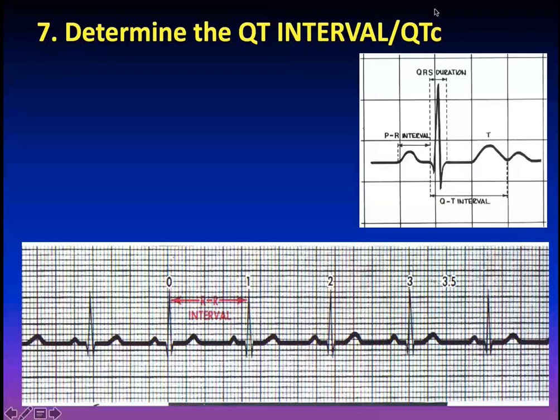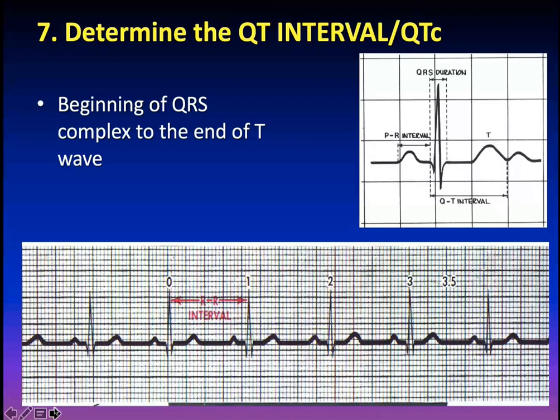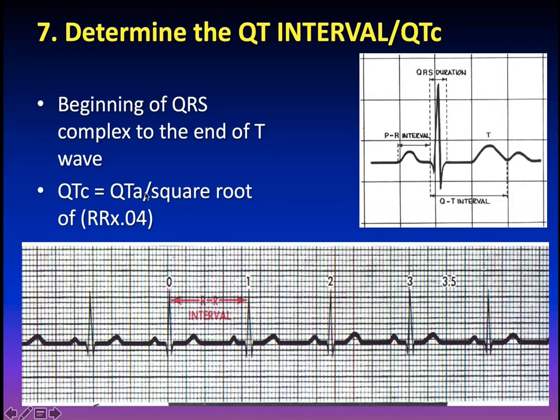And we will compute the QT corrected. So the formula for QT corrected is QT divided by the square root of RR times 0.04. So the QT is 0.4 and the RR you count, 5, 10, 15, 22. So 22 times 0.04, and you get the square root of that, which is 0.9. So 0.4 divided by 0.9. So the value is 0.44.